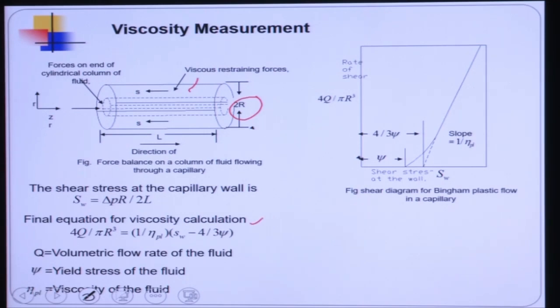Eta PL is the plastic viscosity. SW is the shear stress at the wall of the capillary. And psi is the yield stress of this fluid. Okay, so this is the equation.